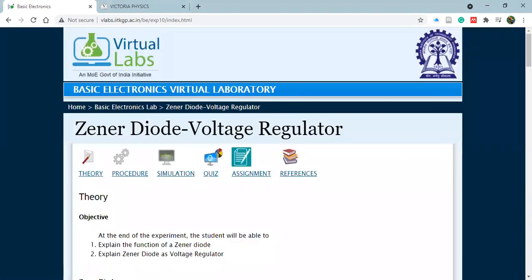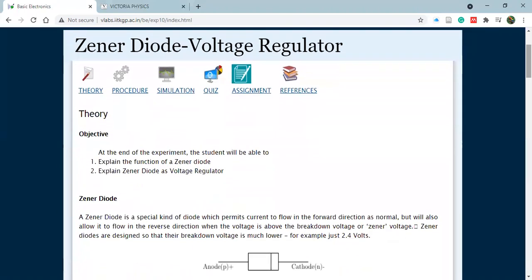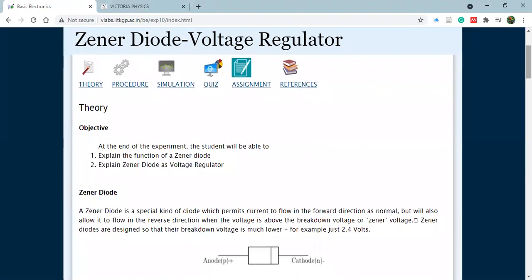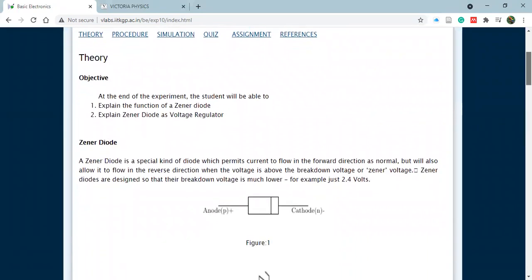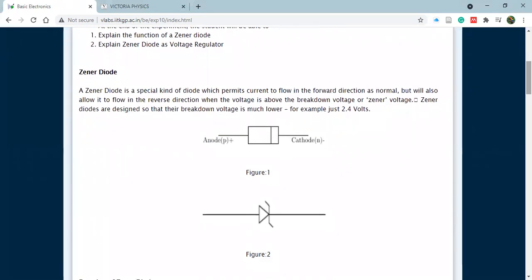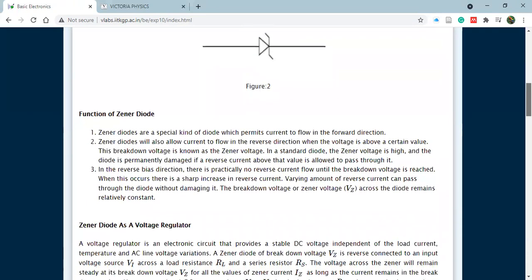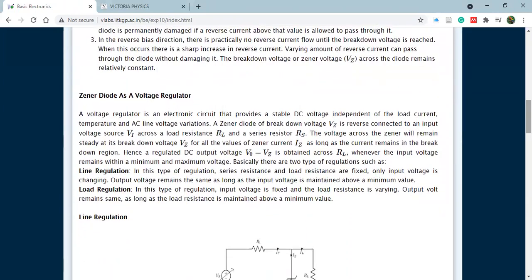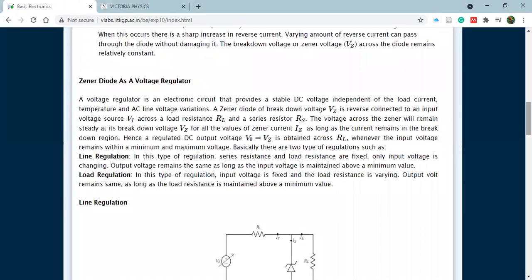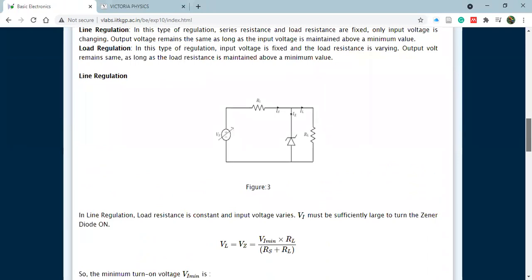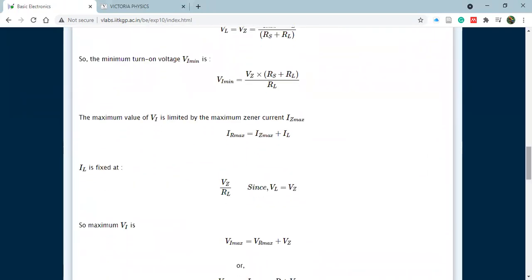The first thing that opens up is this page where you have the theoretical section. Just go through this theoretical part before starting the simulation. Over here, they have provided the basics of Zener diode, what a Zener diode is, and the characteristics of Zener diode. And the most important section, the experimental part, is based on Zener diode as a voltage regulator. So the circuit is given, and the necessary working formula is also provided.